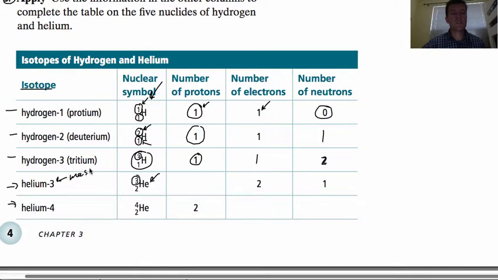this is going to be helium 3 because the mass is 3, and the number of protons is 2, that's the atomic number, so you've got 2 protons, same number of electrons, you must have 1 neutron in order to give it a total mass of 3. And helium 4, you've got 2 protons always for helium, same number of electrons, you must have also 2 neutrons to give you a total mass of 4.